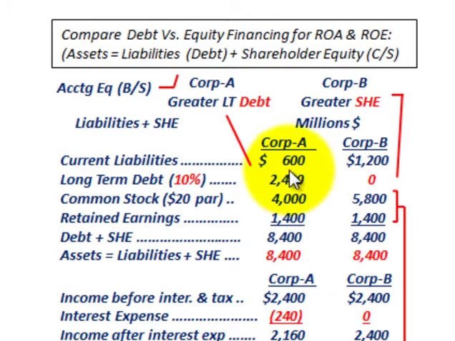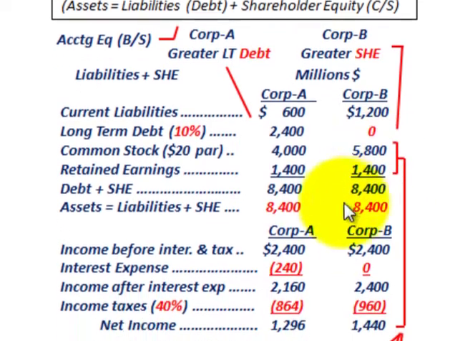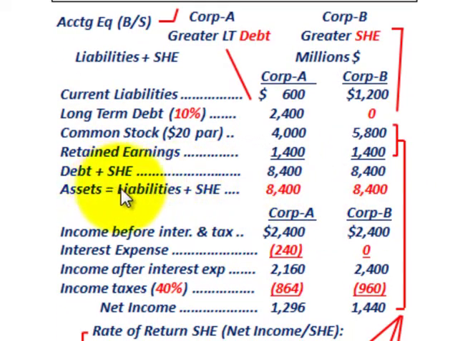The difference is that Corp A has that greater long-term debt, and Corp B has a greater shareholders' equity. Okay, and then again with our equation, assets equal liabilities plus shareholders' equity, both of them have the same amount of assets at $8,400,000, balancing with our debt plus our shareholders' equity.